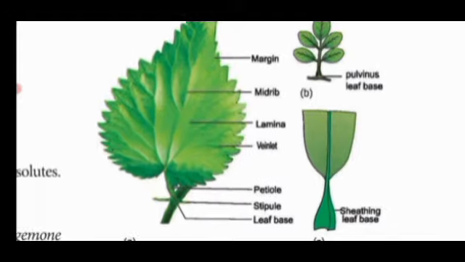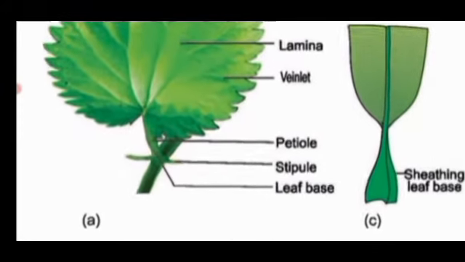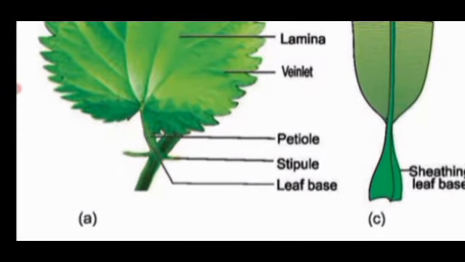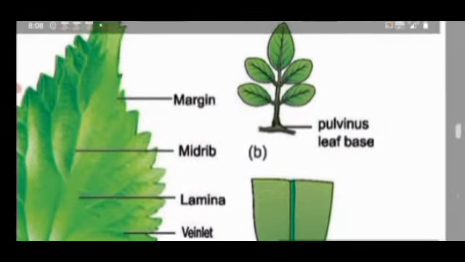The part of the leaf attached to the node of the stem is called the leaf base. That is, the leaf is attached to the stem by means of a leaf base. Usually it protects growing buds at its axil. There are different types of leaf bases.